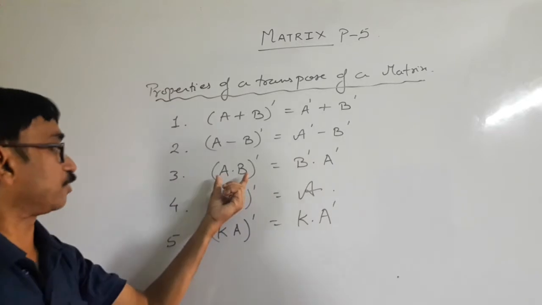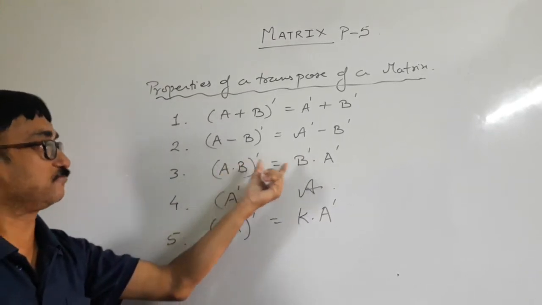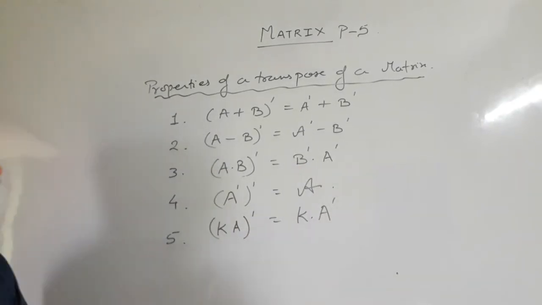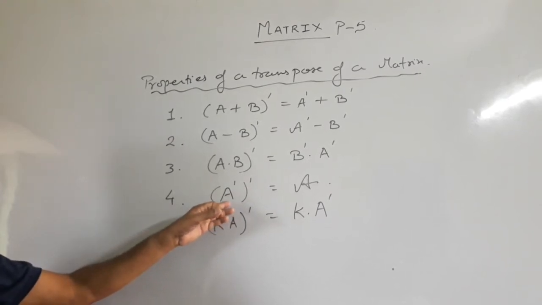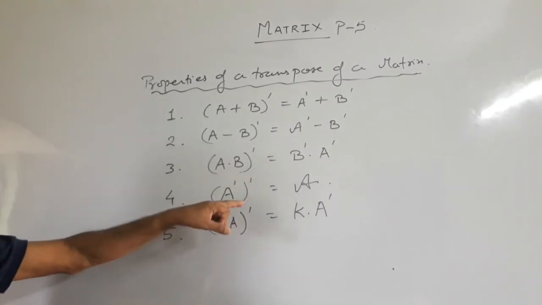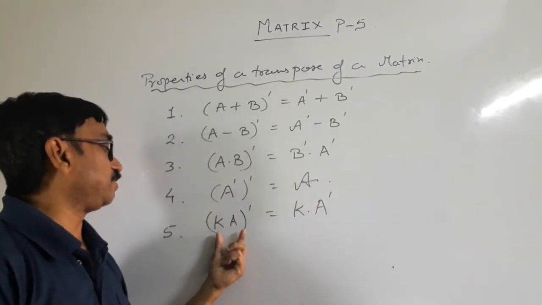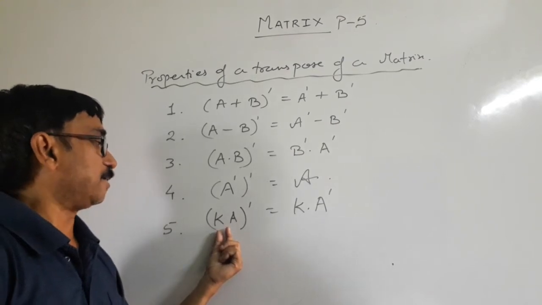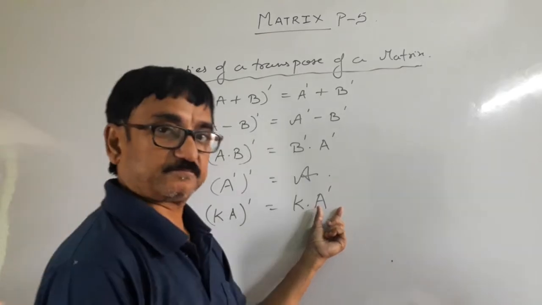In case of the product of matrices, the transpose of AB will be equal to B transpose into A transpose. If a matrix is transposed twice, that is, we take the transpose of a matrix and again take the transpose of the same matrix, it will become equal to A. And K into A, the whole transpose: when a scalar quantity is multiplied, it remains only a scalar quantity times the transpose of the matrix.